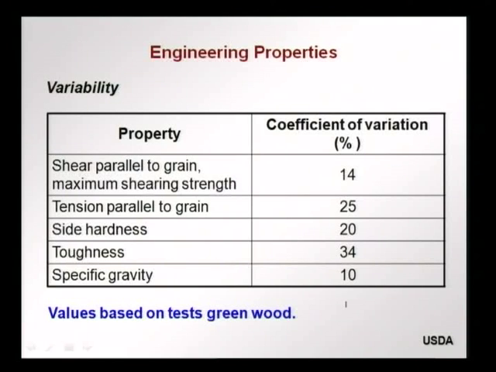So, you find that all properties of wood have high coefficient of variation, and this should be taken into account when we decide the characteristic value that has to be used in the design calculations. Again, these are values based on tests of green wood, and similar coefficients of variation also occur in seasoned wood.